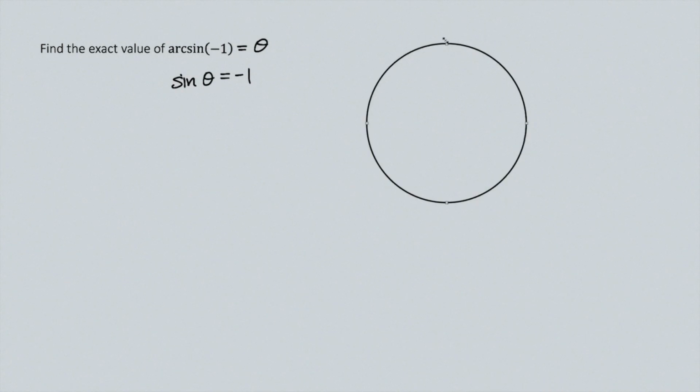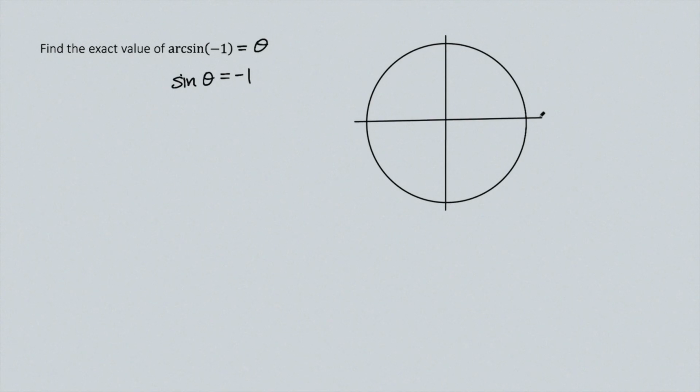Find the exact value of the arc sine of -1. So this inverse sine function, anytime you see an inverse trigonometric function, you want to think of that as an angle. I'm going to call it theta. And you can think of this as saying that the sine of theta is equal to -1. So then we look at our unit circle, and we're looking for a place where the sine is equal to -1.